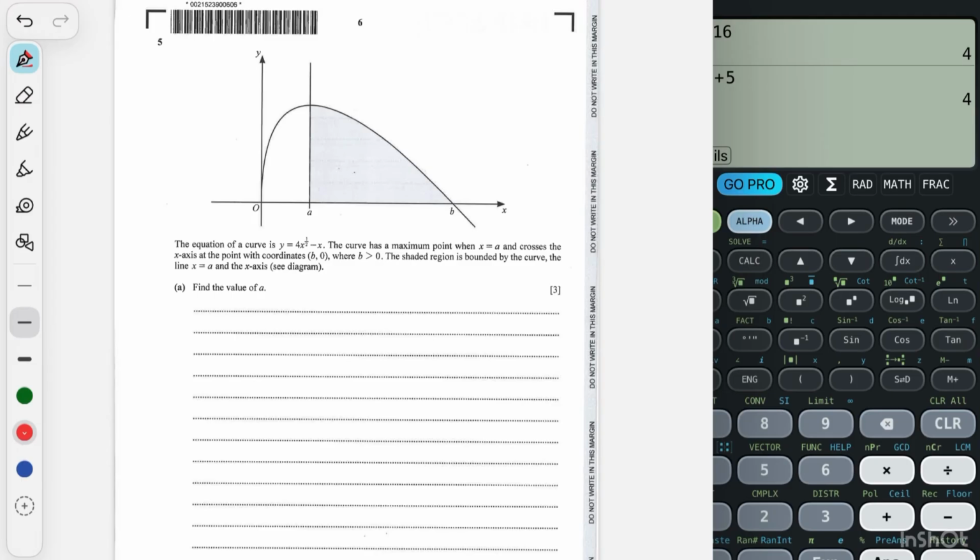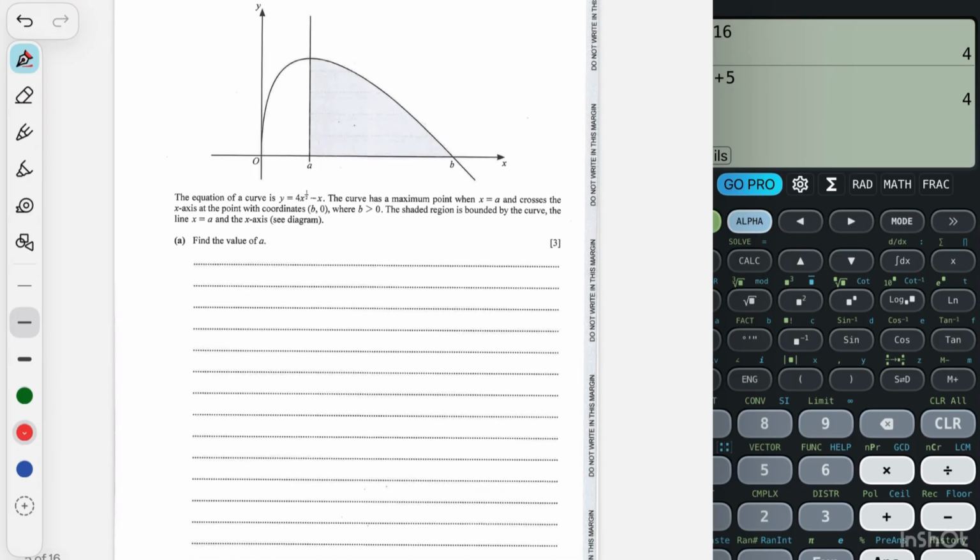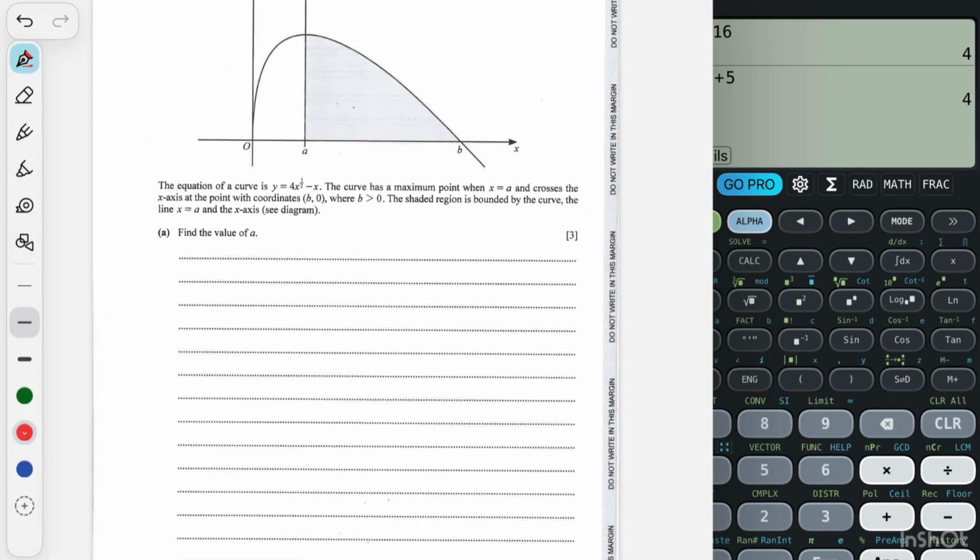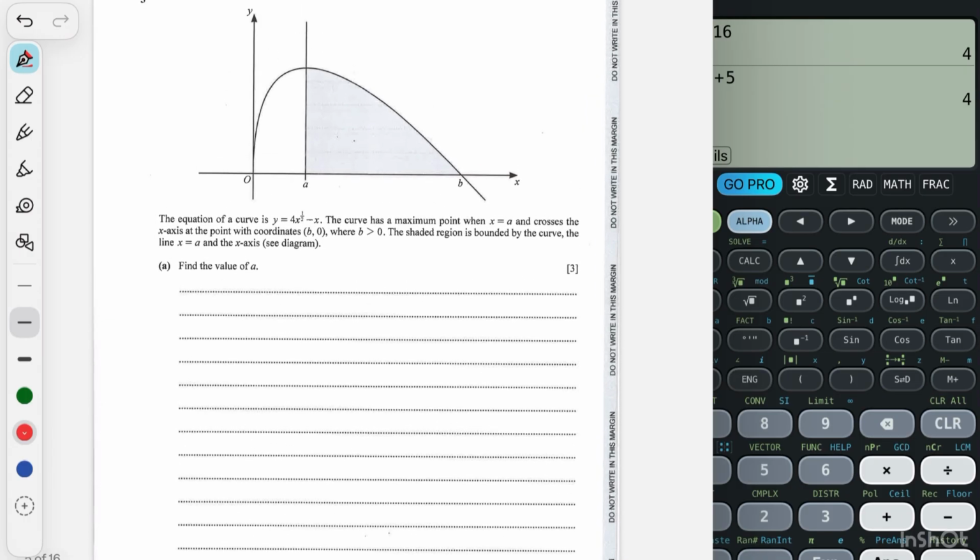All right, so this is question 5. So we're told to find the value of a. So they told us the curve has a maximum point at a. So that means at maximum point, dy dx is equal to 0. So you should know your concept for differentiation. Differentiation is dy dx. So dy dx is gradient. When you equate dy dx to 0, you get maximum point, you get stationary point.